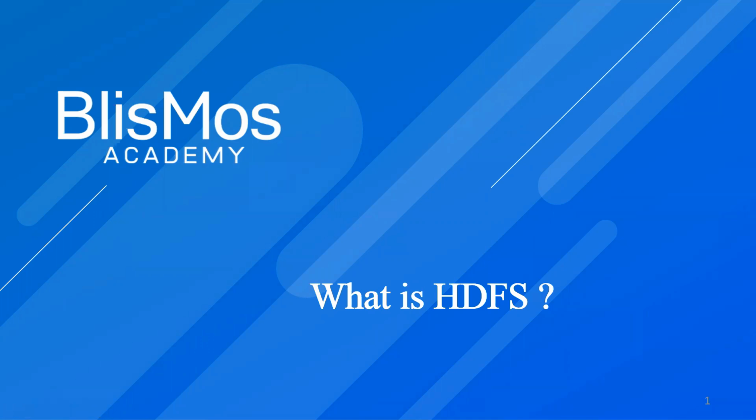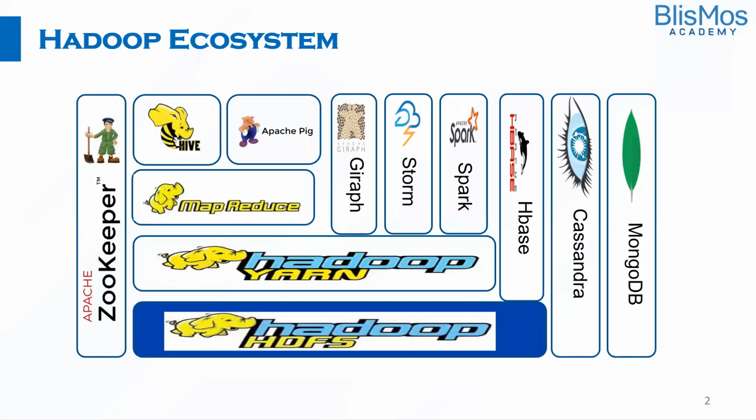In the previous section, we learned about what is data, what is information, what is big data, and we also learned about the central theme of big data. We introduced you to the Hadoop ecosystem. As a part of this section, we'll discuss HDFS. What is HDFS? HDFS, as we know, is a part of the Hadoop ecosystem.